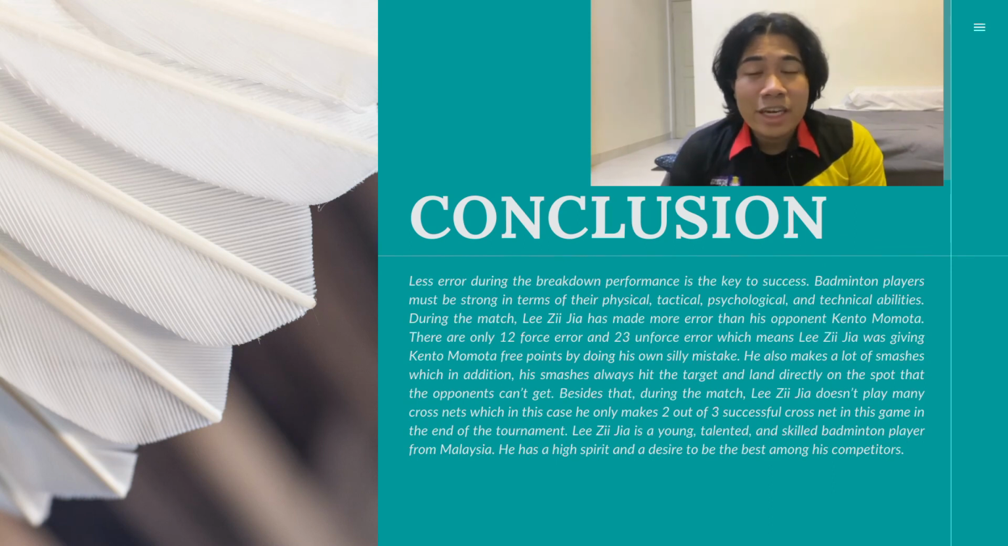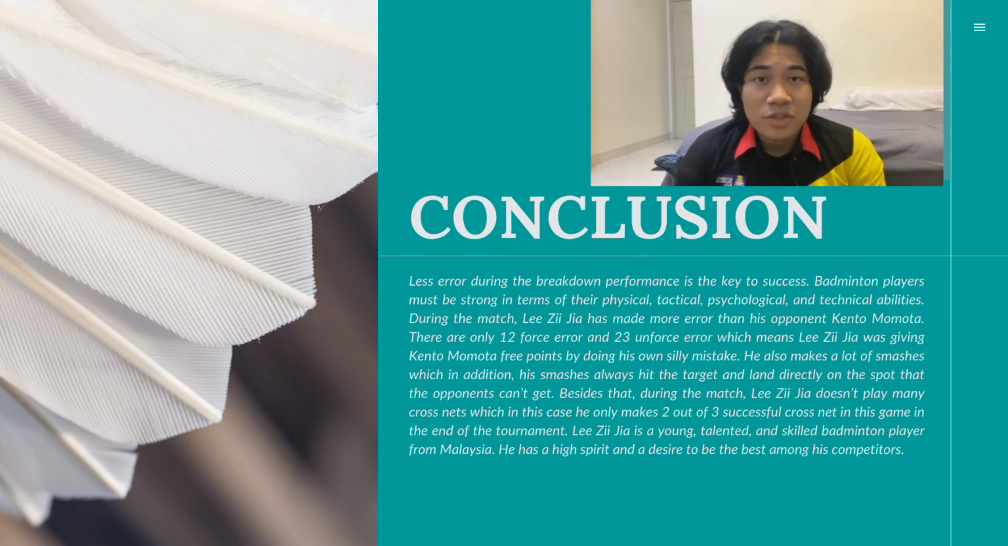We can see that during the match of Kento Momota versus YAHYA, YAHYA made errors himself, rather than Kento Momota earning the points. YAHYA made more unforced errors than forced errors. If I'm not mistaken, the unforced errors that YAHYA made were 22. So we can see that basically Kento Momota just got free points from YAHYA's mistakes, so that needs to be improved.